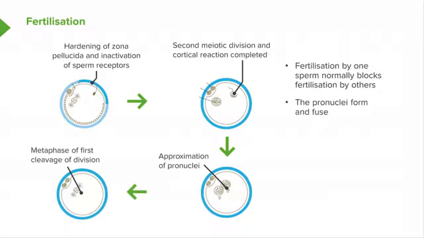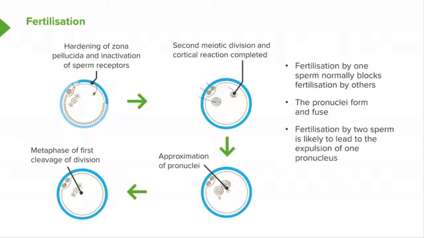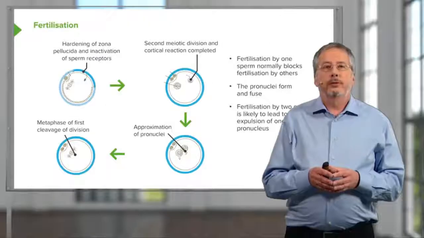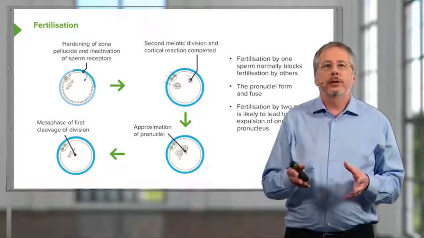Normally, what will happen is that the pronuclei from the sperm and the egg will fuse together, restoring the full chromosomal number, and cell division and development can take place. However, if two sperm manage to fertilize the egg simultaneously, we then have an excess over the number of chromosomes that we need. In fact, we have three half sets, as it were.